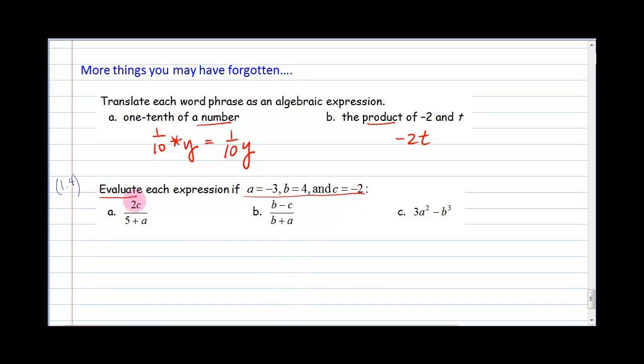Really, when you're told to evaluate something, you're going to take these numbers and plug them in. So we can rewrite this as 2 times, and I'm going to rewrite this 5 plus, with parentheses for the numbers that I want to replace. And I think that that's important because sometimes people lose negative and positive signs. So here I say I'm going to multiply 2 times c. I come over here and I find out that c is -2. And I'm going to say 5 plus a. Well, a is -3.